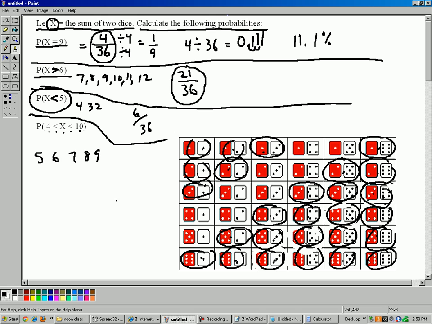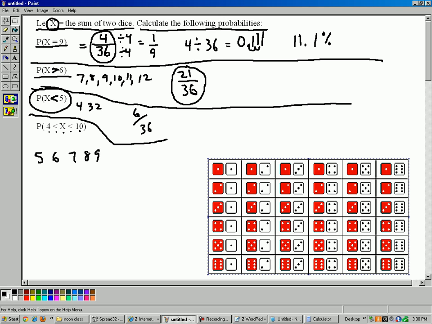Okay, well, I've messed up my chart here. I'm going to pause the video for a moment and get ourselves a new chart. Okay, so by the magic of video, I just made a new chart here. And so now, what are all the ways that X can be between 4 and 10? So 5, let's see, okay, here's a 5. Here's a 5, 1 and 4.